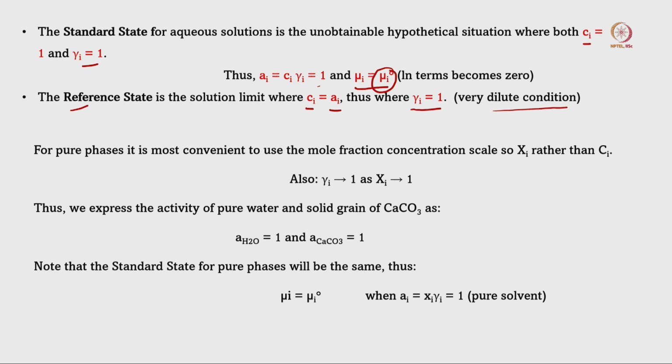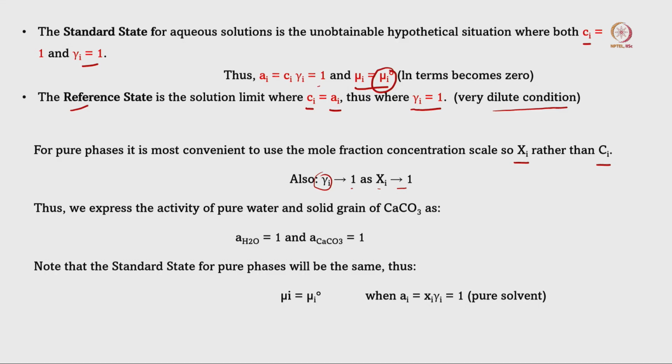Also, for pure phases, we are going to use the mole fraction as compared to the concentration. Concentration is in terms of grams, milligrams, micrograms. So, moles you are going to divide by the total moles, and we are going to report the mole fraction only. As gamma I tends towards 1, Xi also tends towards 1. The mole fraction, as we go towards more pure phases, also tends towards 1.